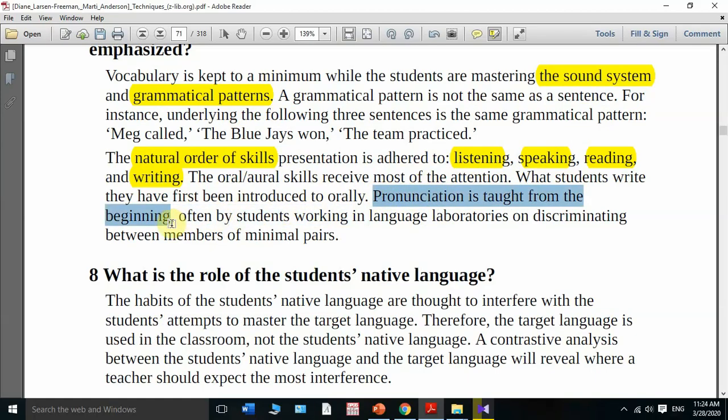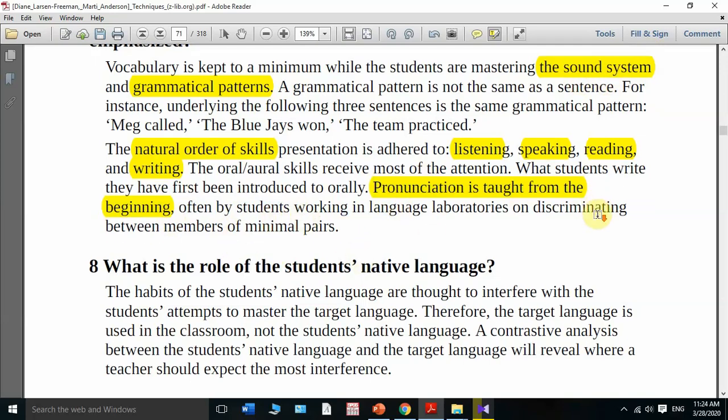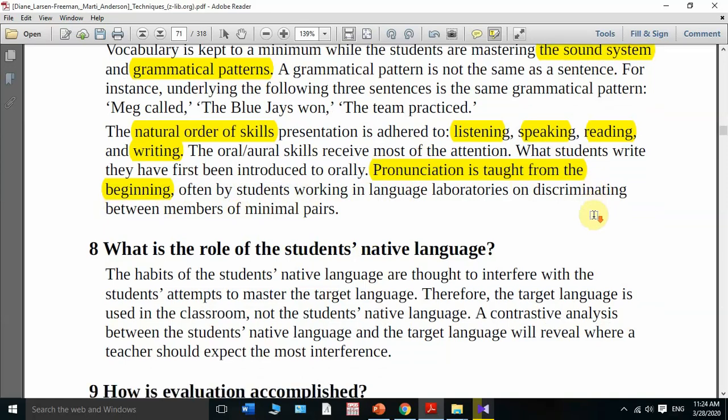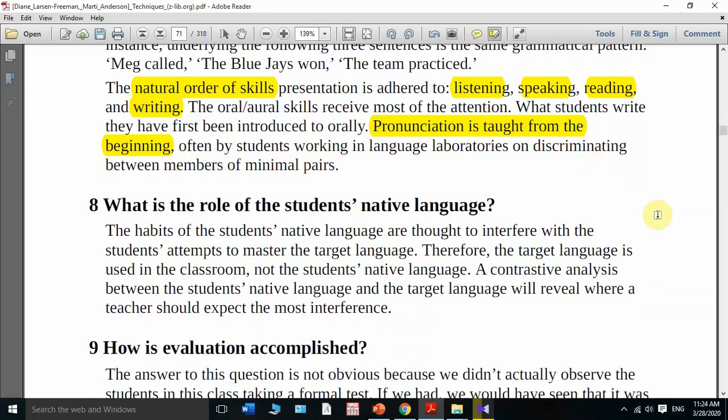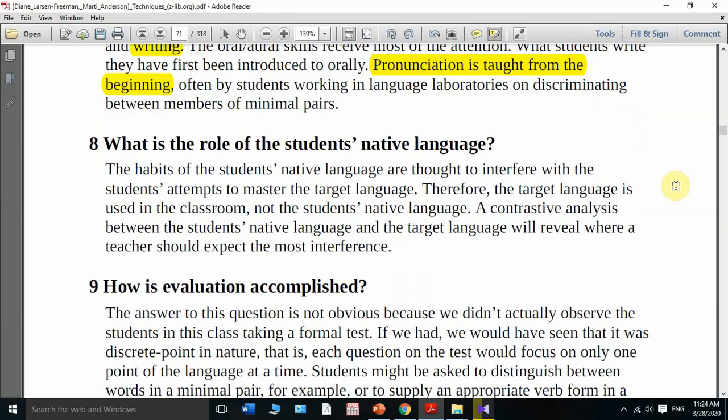As you remember, we said that we focus on the sound system, often by students working in language laboratories or discriminating between members of minimal pairs.